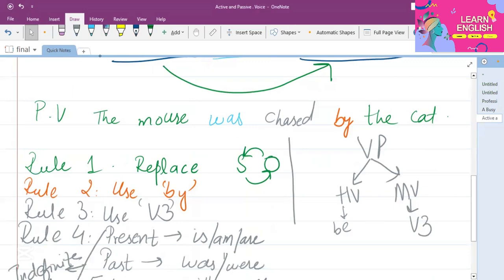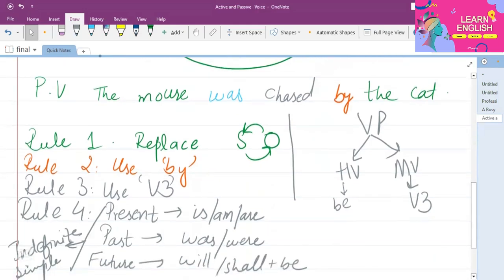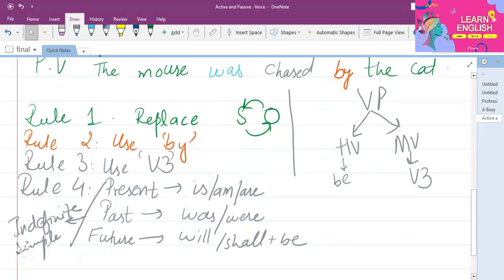Let's quickly revise the rules. Rule number one, replace subject with object and object with subject. Rule number two, use by before the subject at the end of the sentence. Rule number three, use third form of verb. Rule number four, use helping verb according to the tense. For present indefinite tense, you'll be using is, am, are: is if there is a singular subject, am for I, and are for a plural subject. And was or were in case of past indefinite tense, was for singular subject, were for plural subject. And for future tense you'll be using will be or shall be.